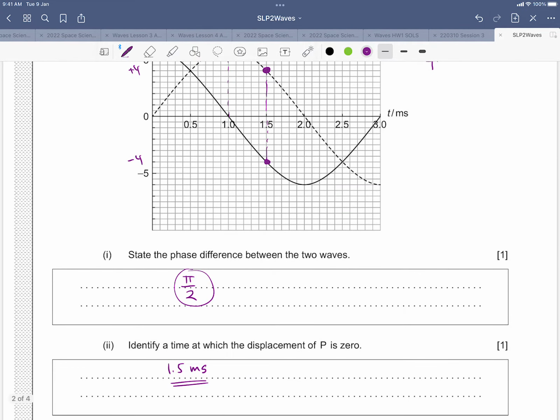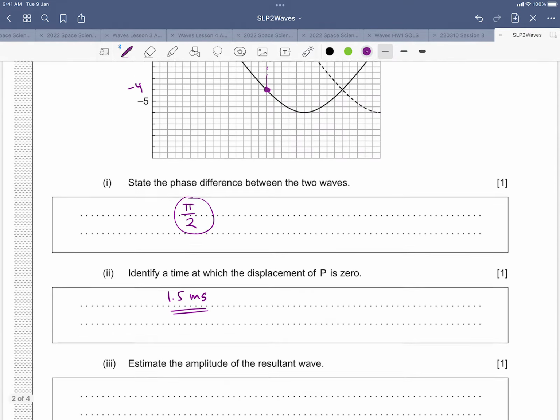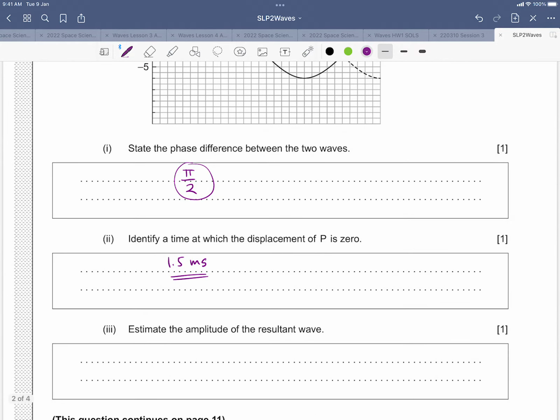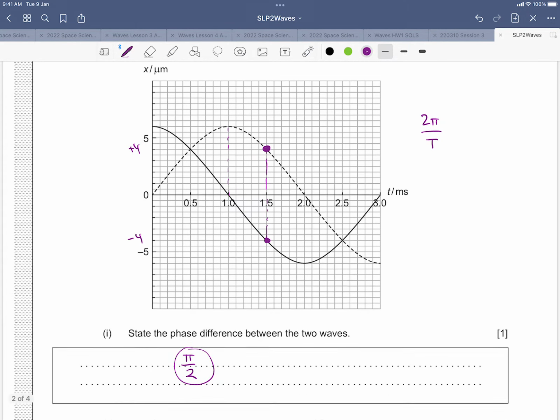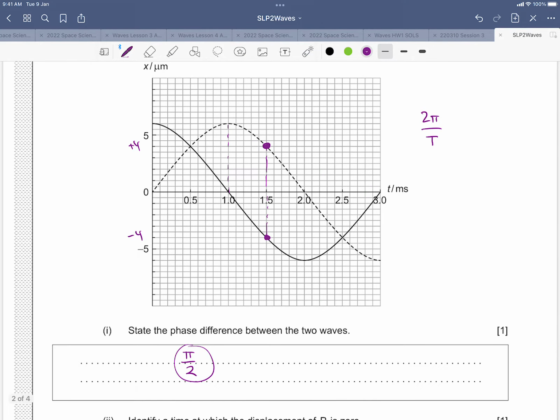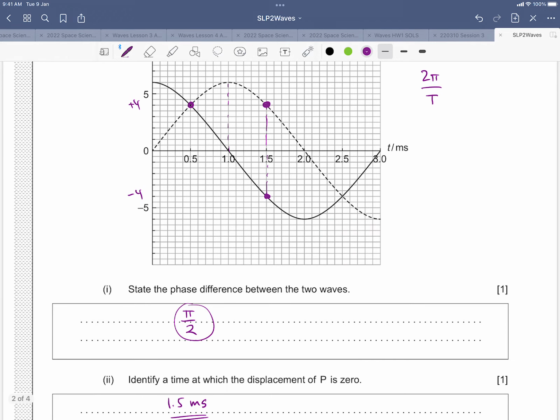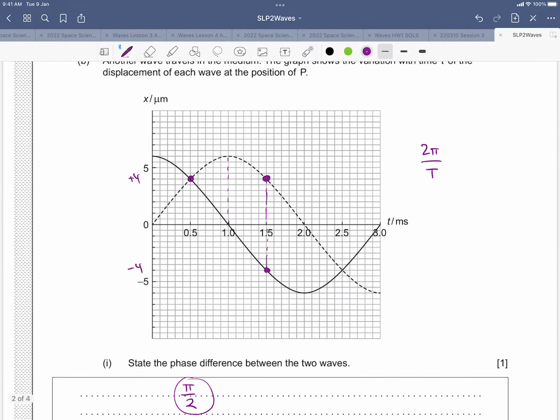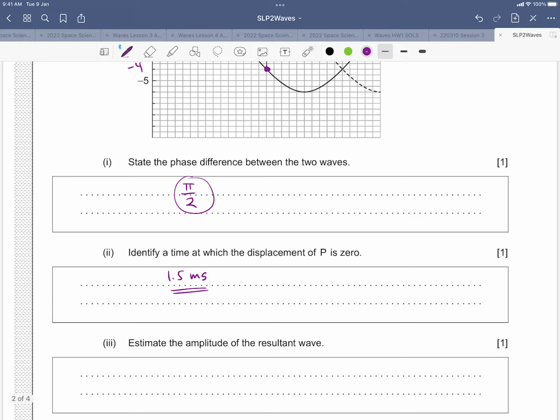Okay, it's not going to be 0 all the time, right? The medium at point P is still oscillating with a given amplitude, and that is what we have to estimate in the next question. So we have to look at, when do we get the maximum net displacement, and that occurs over here at this point. And since we can see it's on this graph, it's 4. Well, then if we add 4 to itself, we get 8, of course. So that looks like it's going to be the amplitude of the net displacement, the resultant wave. So I'm just going to write 8 micrometers.